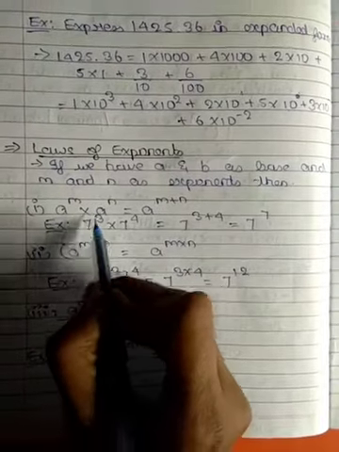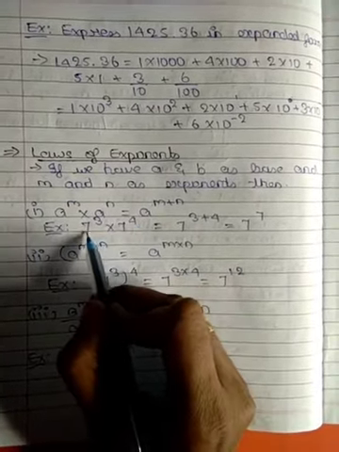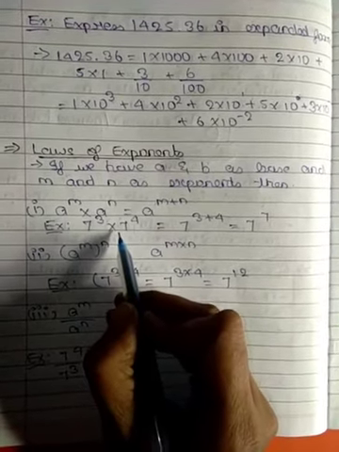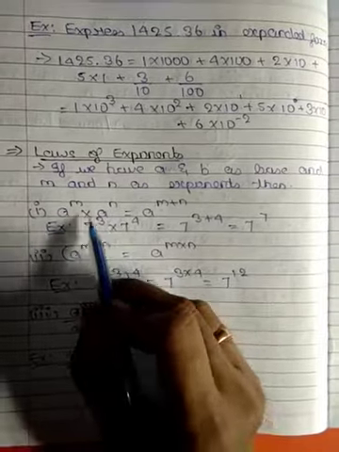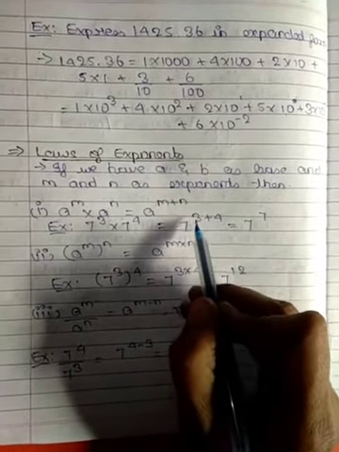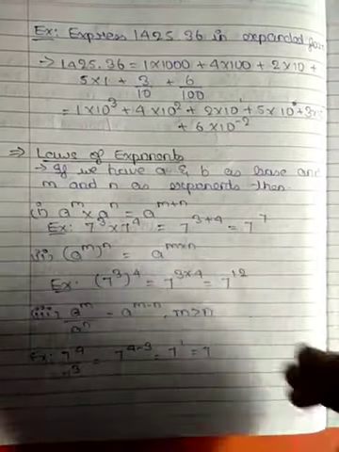Let's take an example. I have taken here 7 raised to 3 multiplied by 7 raised to 4, where the base 7 is the same and the exponents are different, and the multiplication sign is in between them. So according to our law, the exponents should be added. So here 7 raised to 3 plus 4 is equal to 7 raised to 7.